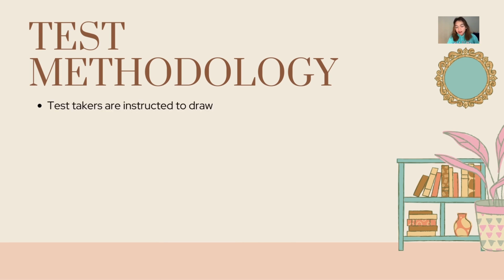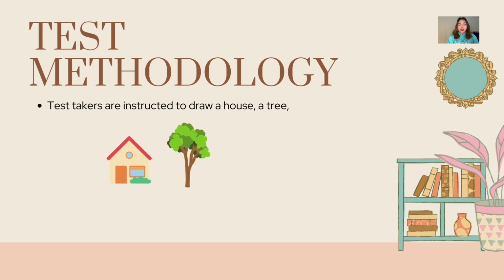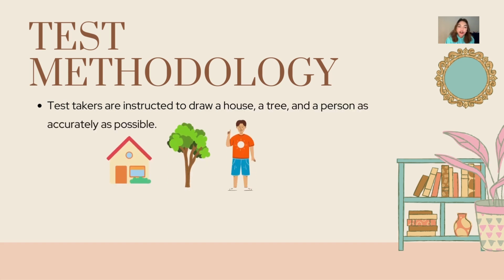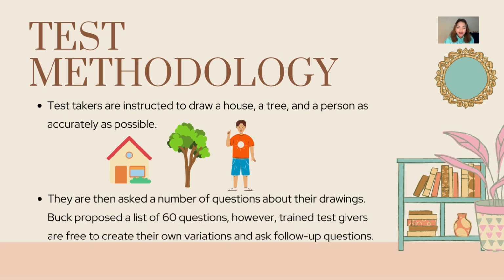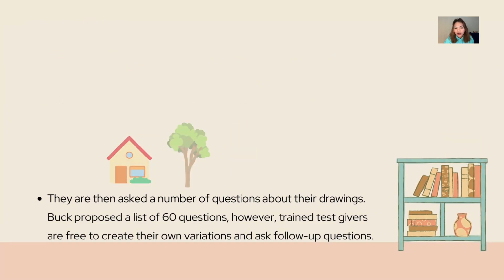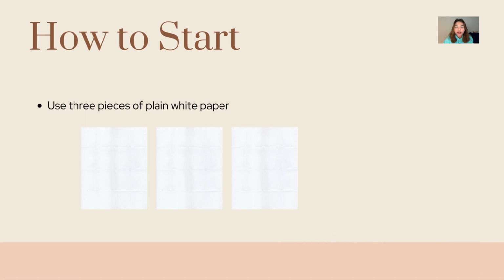Test takers are instructed to draw a house, a tree, and a person as accurately as possible. They are then asked a number of questions about their drawings. Bach proposed a list of 60 questions. However, trained test givers are free to create their own variations and ask follow-up questions. So how to start? Use 3 pieces of plain white paper.